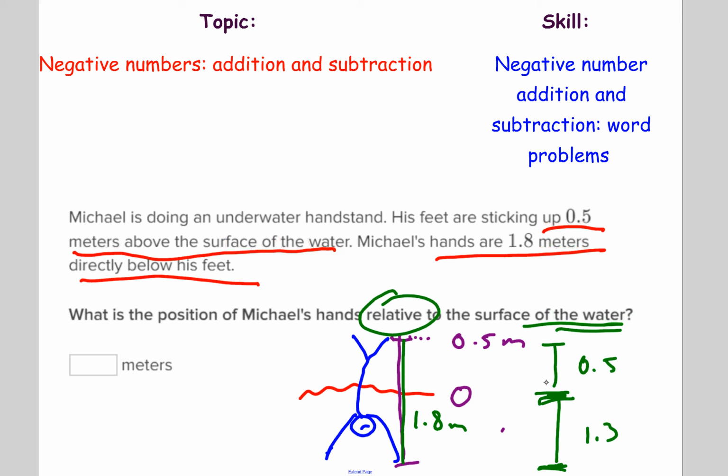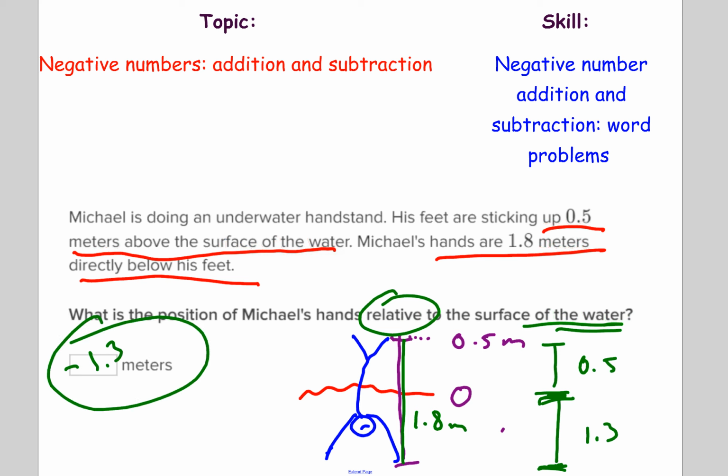So, what does that mean? First of all, are Michael's hands above or below the water? They're below the water, so that would be a negative number. So, compared to the surface of the water, how far down are they? And the answer is they are 1.3 meters below the surface of the water.